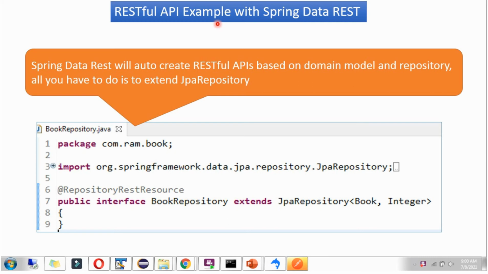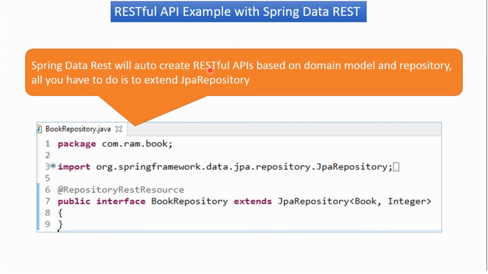In this video tutorial I will explain a RESTful API example with Spring Data REST. Spring Data REST will auto-create RESTful APIs based on the domain model and repository. All we have to do is extend JPA repository. And we will see one example so that you will understand.